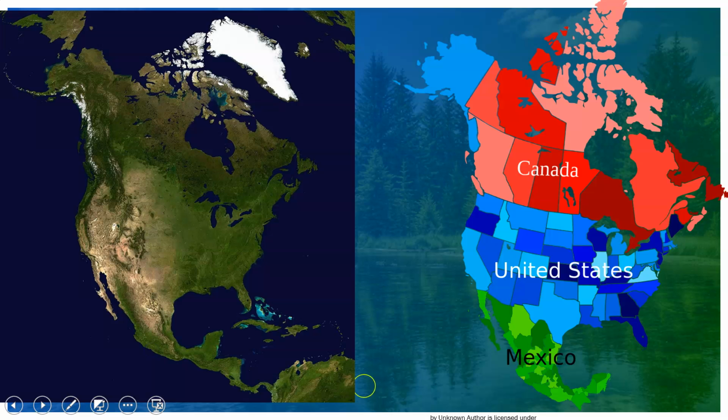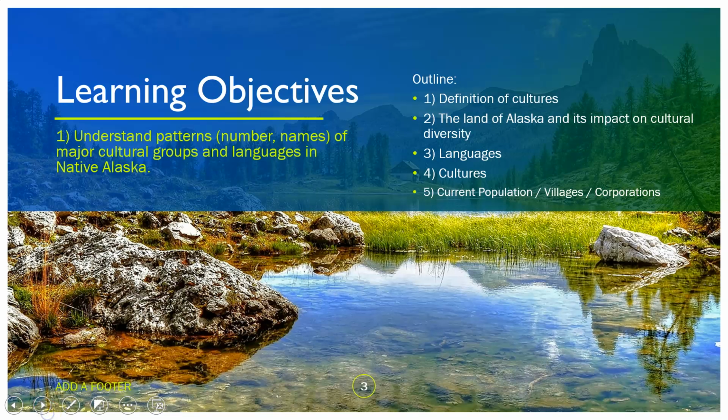So maps help orient us to a landscape. It's not that by having a map you suddenly know all the different things about all these different places, but at least you have some general patterns to fit it onto. And that's the idea of this module. Specifically, we're going to talk about some major patterns in the cultural groups and languages of Native Alaska.